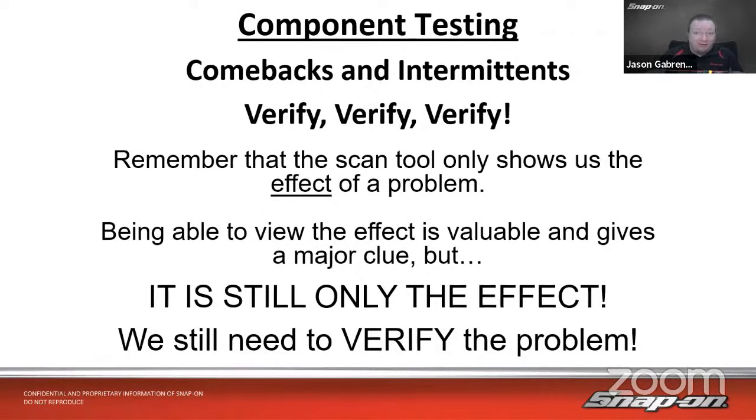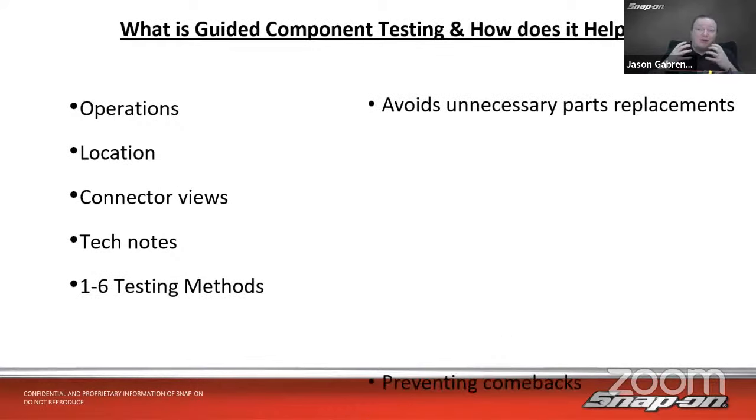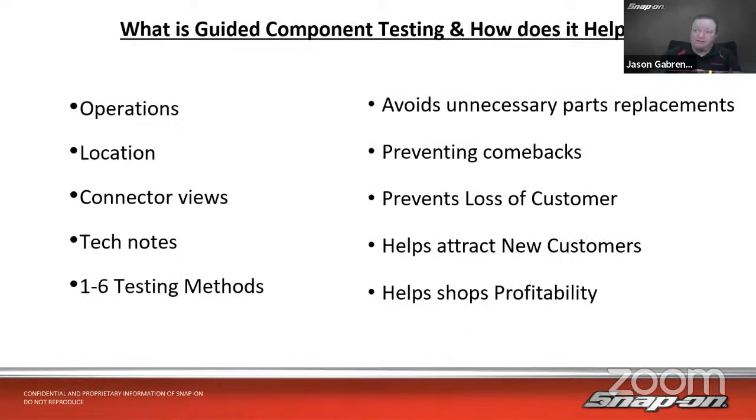And where do I get that information? Well, if you have a Snap-on tool with a scope in it, you will have the guided component test database in there as well. It gives you a wealth of information, and we'll look more at this as we go on. It gives us operations, location, connector views, tech notes, and anywhere between 1 and 6 different tests that we can do on a component. All told, inside this database, there are over 5 million guided component tests, going back to 1981. It is a wealth of useful information, definitely well worth it.